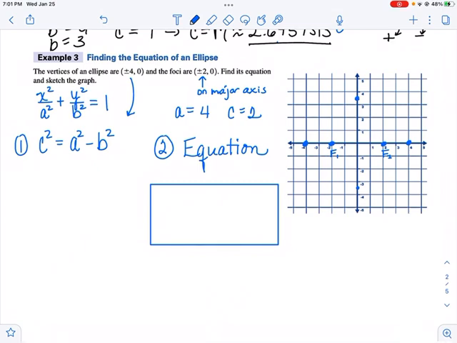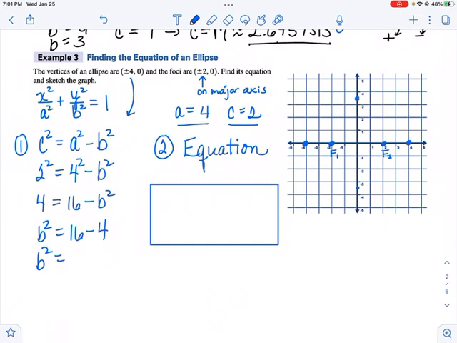So the first thing I want to do is then find b. So that's going to be 2 squared, c is 2, as I have up here, and a is 4. So I have 2 squared is equal to 4 squared minus b squared, because I need the minor axis b value. So I get 4 is equal to 16 minus b squared. So then I have b squared is equal to 16 minus 4, or b squared is equal to 12. B is then equal to 2 root 3.